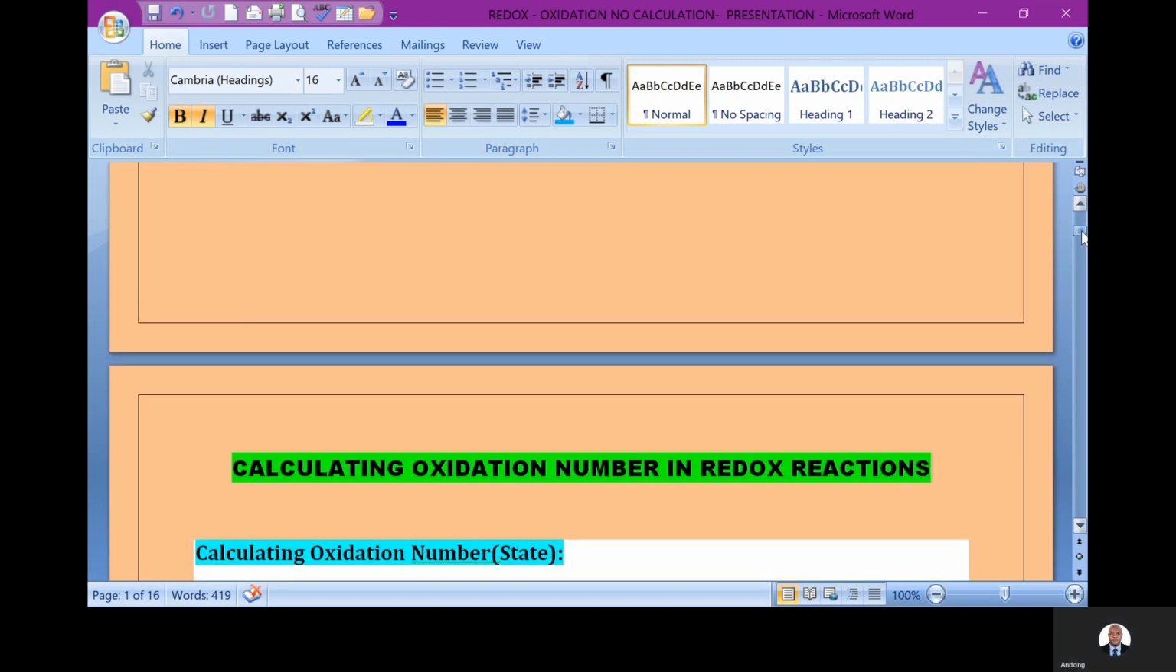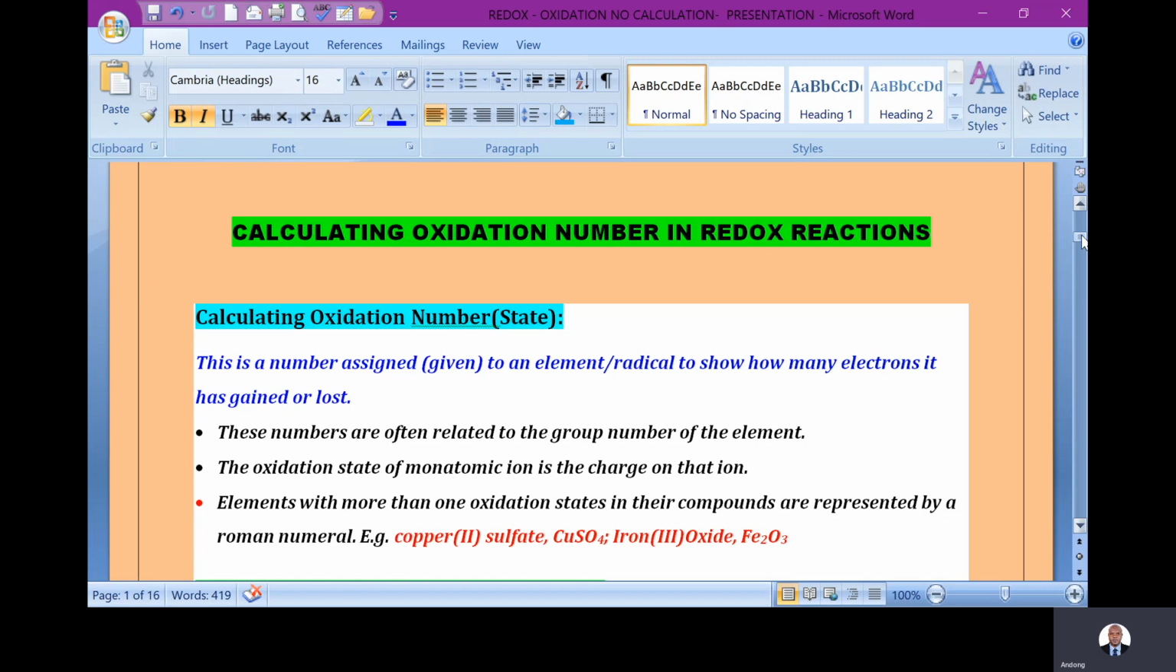Again, we have to go to the calculation of oxidation number in redox reactions. You know that oxidation number, which was initially called the valency, is a number that is assigned to an element or a radical. A radical is a polyatomic ion. This is a number assigned to an element or a polyatomic ion to show how many electrons it has gained or lost.